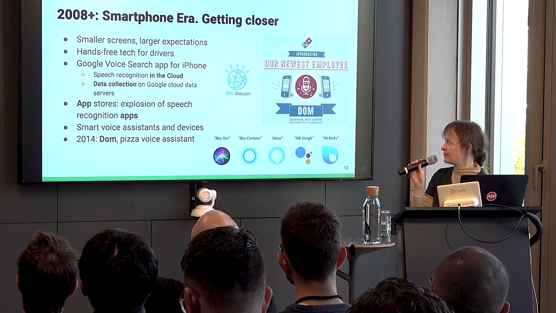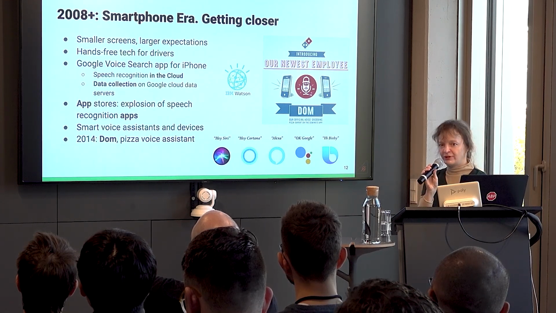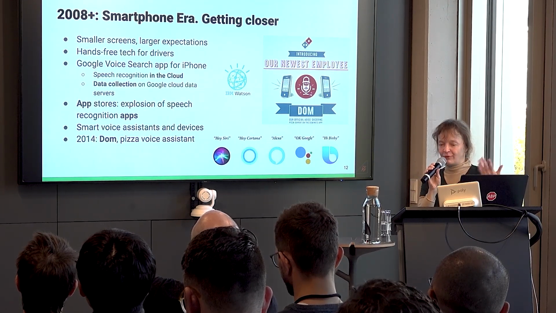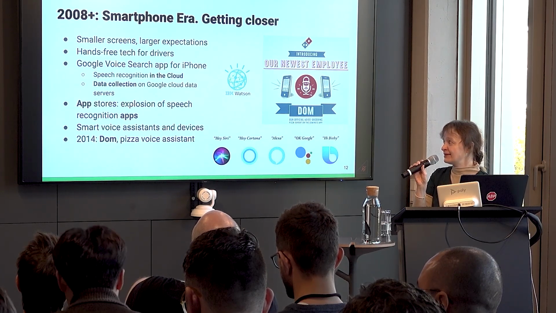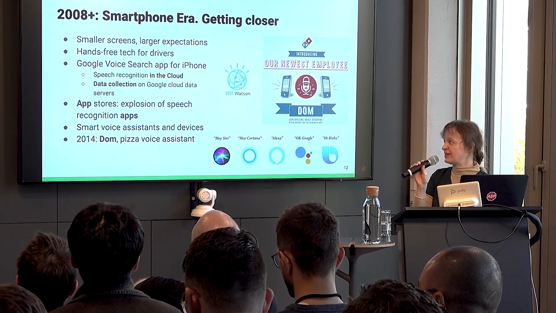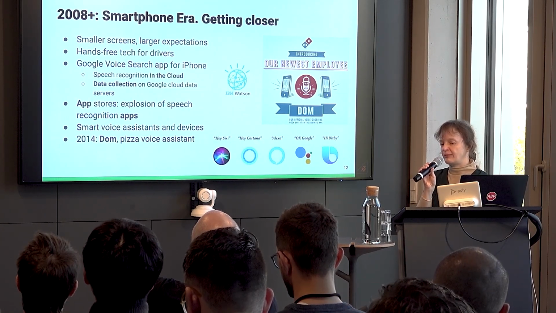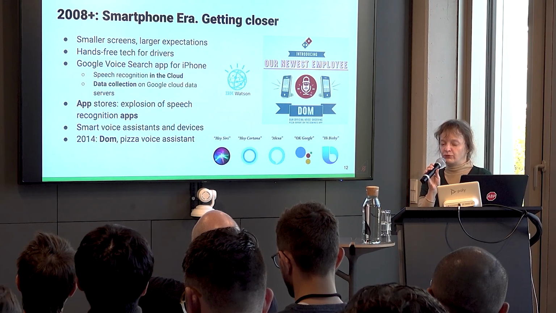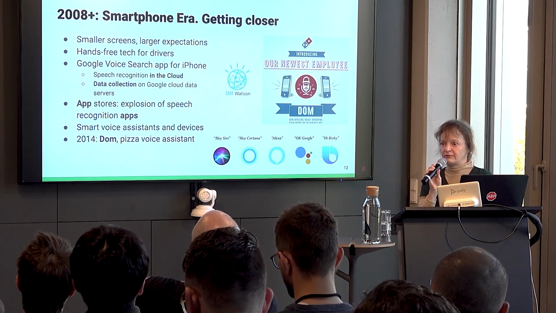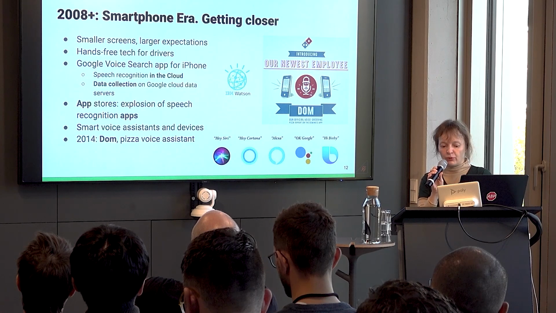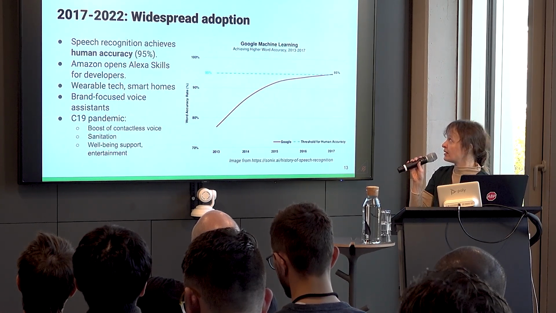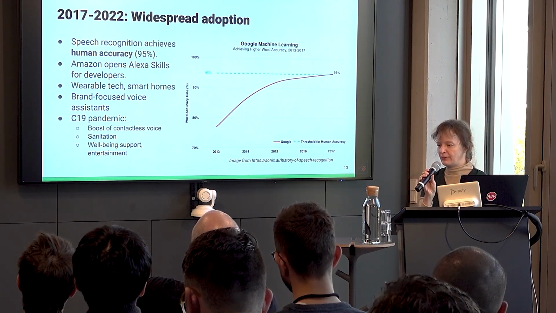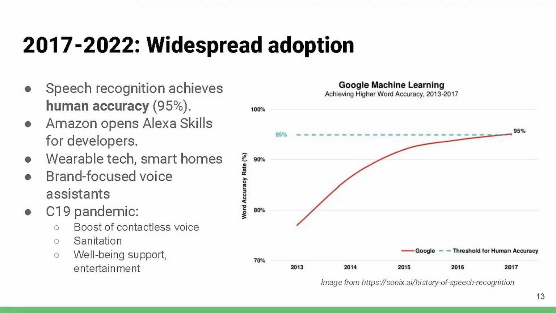And also two fun facts. In 2011, IBM Watson wins Jeopardy. So it was that voice recognition, so it kind of was in the room and somehow won. And starting from 2014, Domino's released a Domino's Pizza voice assistant. It was working on the app for the iPhone, and you could not only order pizza through talking, but it would also give recommendations. And in 2017, Google breaks the barrier. Speech recognition achieves human accuracy, 95%.